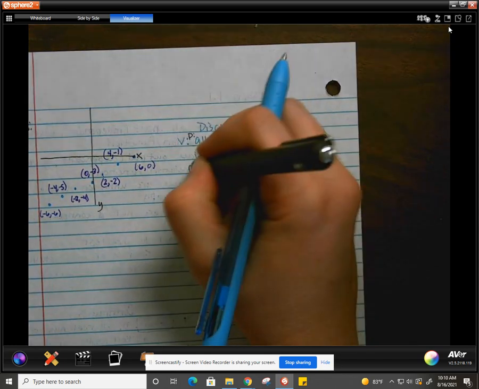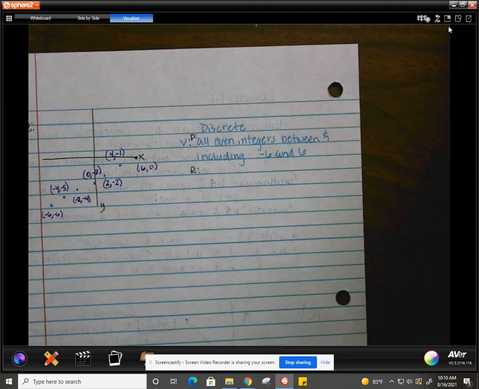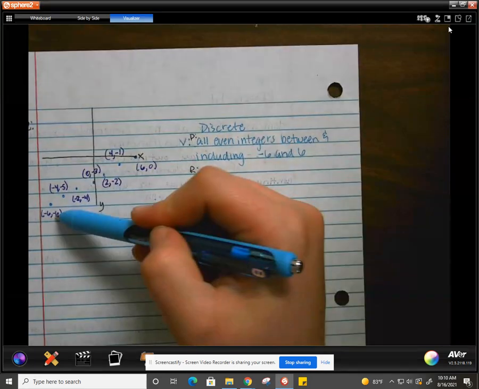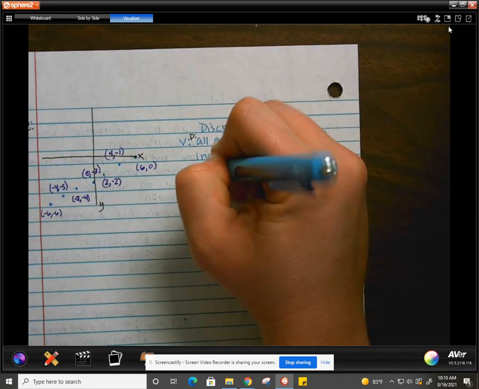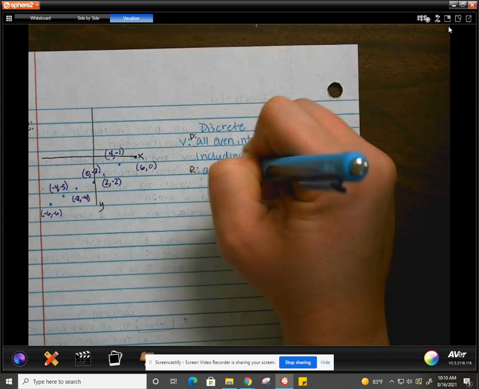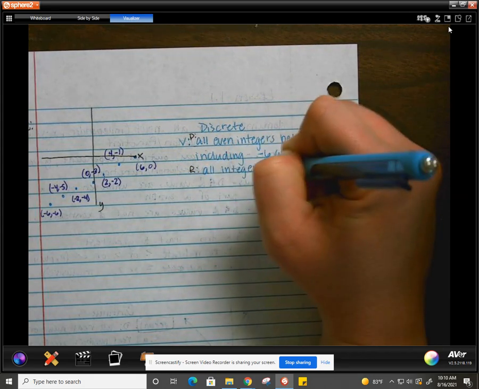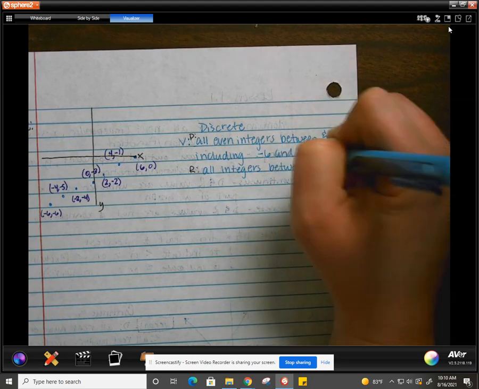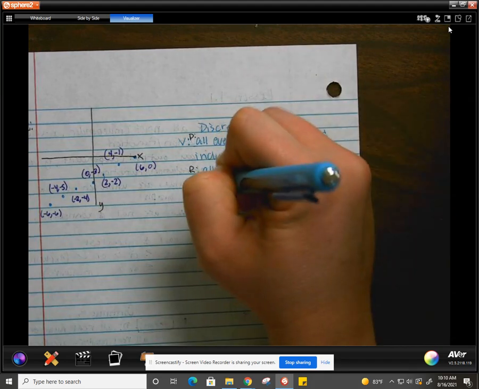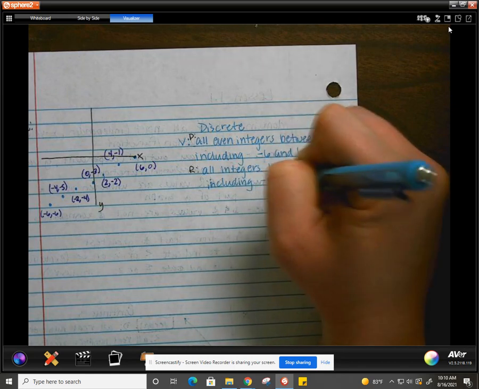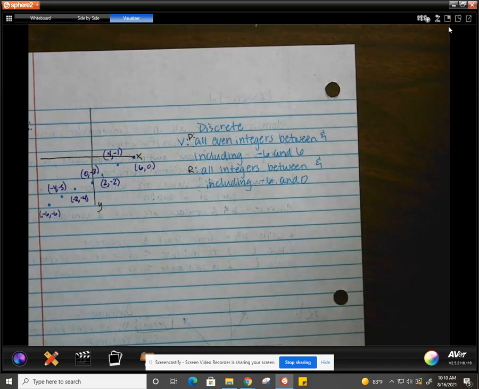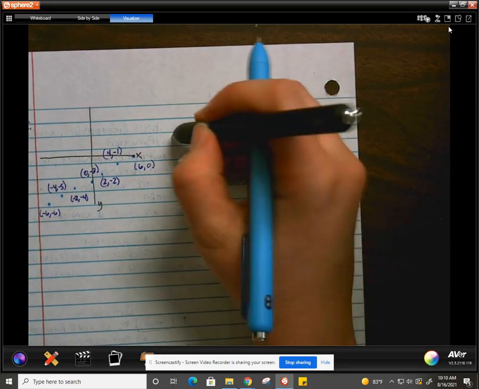Okay, for range, same thing, but this time I don't have to do even because I go -6, -5, -4, -3, -2, -1, and 0. We're going to go all integers between and including -6 and 0. Okay, so that was verbal.